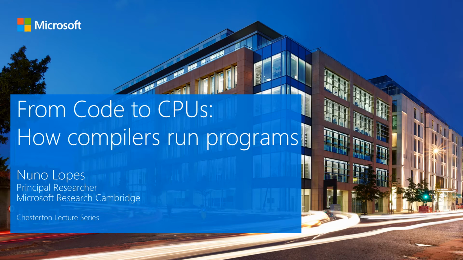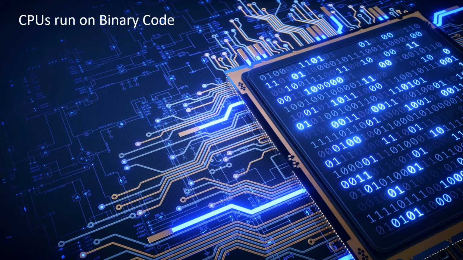And today I'll tell you a little bit about how computers work and how they run our programs and what is this thing called compiler. So you may have heard that CPUs run on binary code. So there's this long stream of zeros and ones that go through the CPU, and then it produces another stream of zeros and ones.